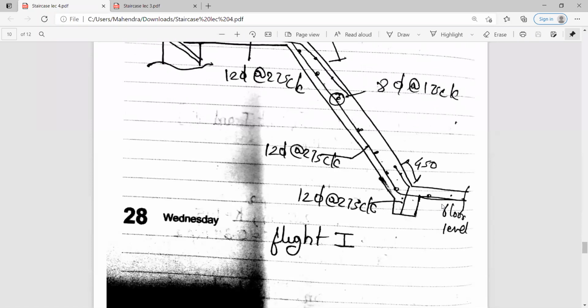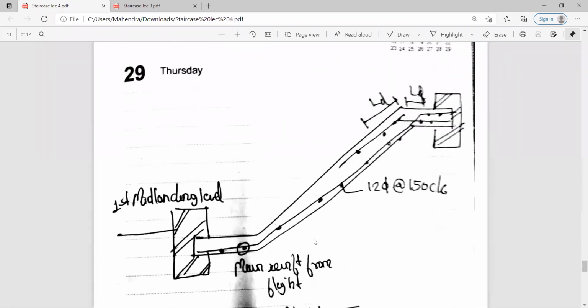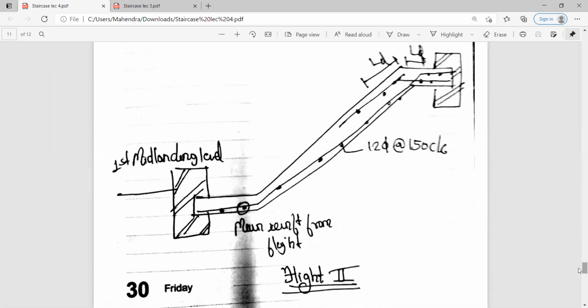Again, this is your floor level. Main reinforcement is provided over here, and here also the main reinforcement is being provided. This is for flight 1. Then for flight 2, this is your first mid landing level. Again, here the main reinforcement is provided, that is 12 phi at the rate of 150 millimeter center to center. And this is your development length, that is Ld. This diagram is for flight 2.